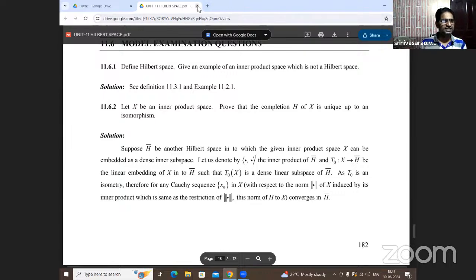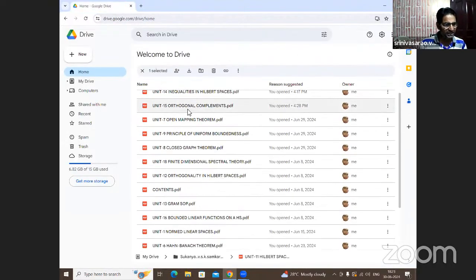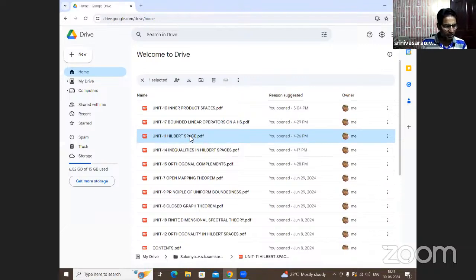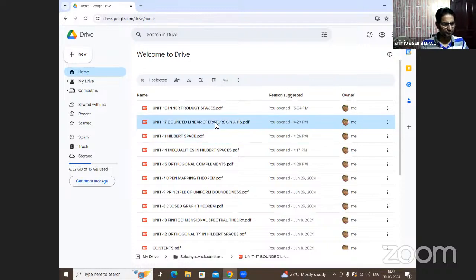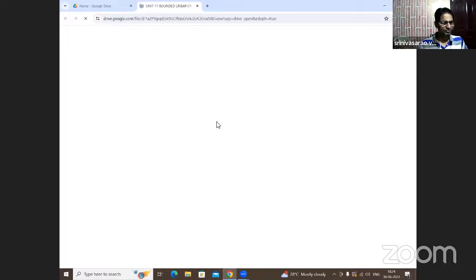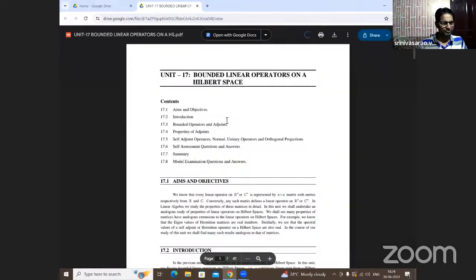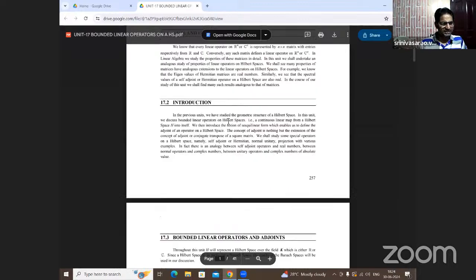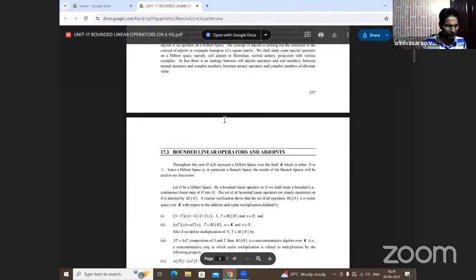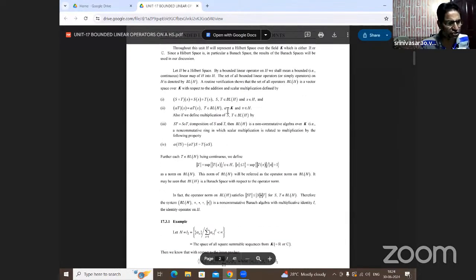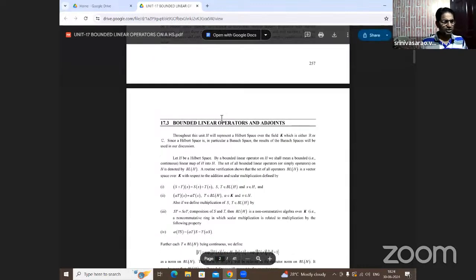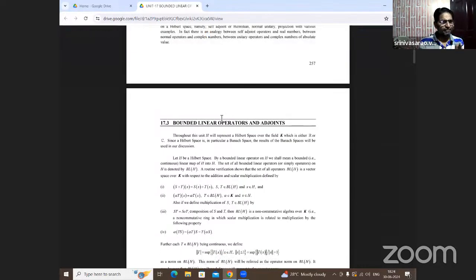Now this is the end of the 11th one, and you just have to see the 12th one, bounded linear transformation on a Hilbert space. This is the 17th unit, students. The 11th one and 12th one are important, and some other questions are also given.